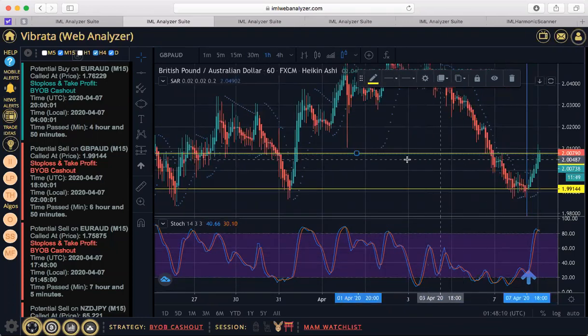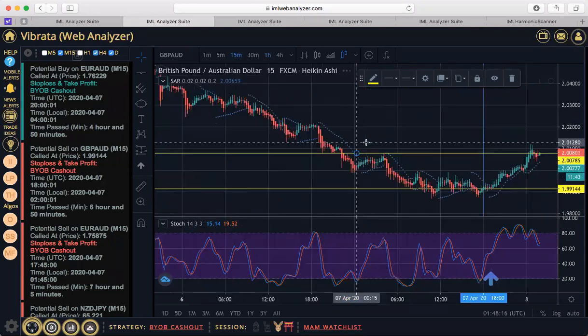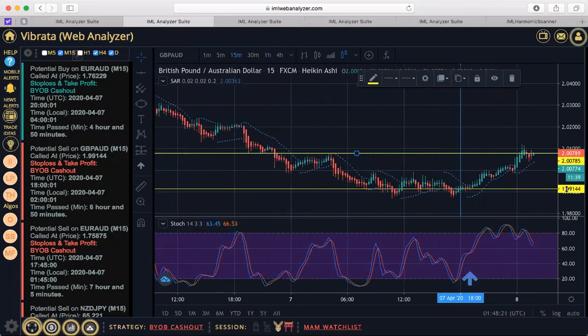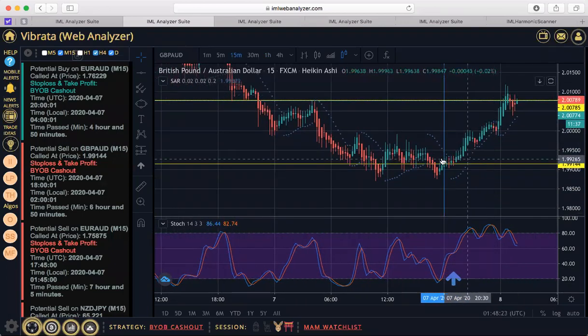You can kind of see where it is. We had a little consolidation over here. That's why it looked like that when we were doing it. Drop down to my 15 for a tighter entry. Drop down to my 15 where it actually triggered.